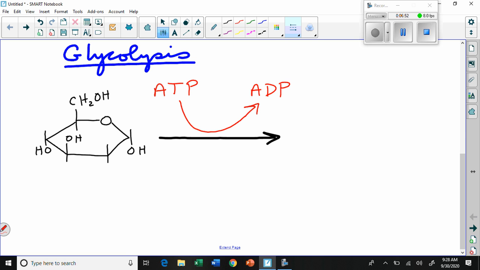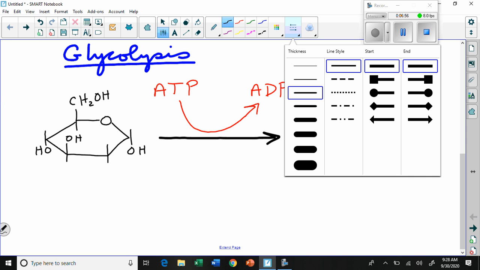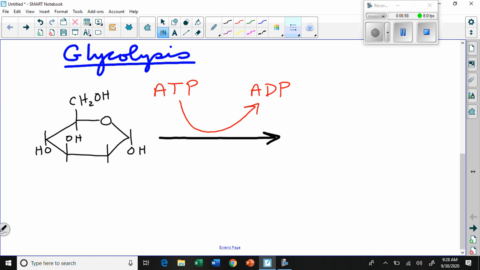It's a coupled reaction. So now what we're going to do is draw that glucose molecule and show the phosphate attached to it. So let's draw another glucose here with an O. And bottom part of the molecule is pretty much the same. OH.